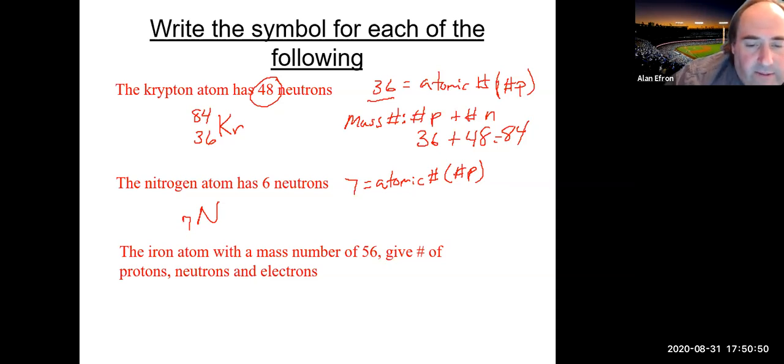And it would also go bottom left of the symbol there for our nitrogen. And now that we know the number of protons is 7, and 6 given to us, which is the number of neutrons, if we add those together, that looks like 13. And that would be our mass number that would go on top.